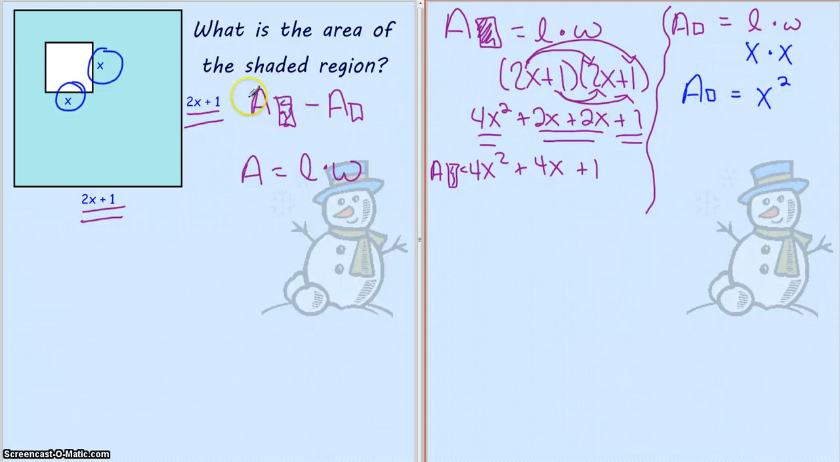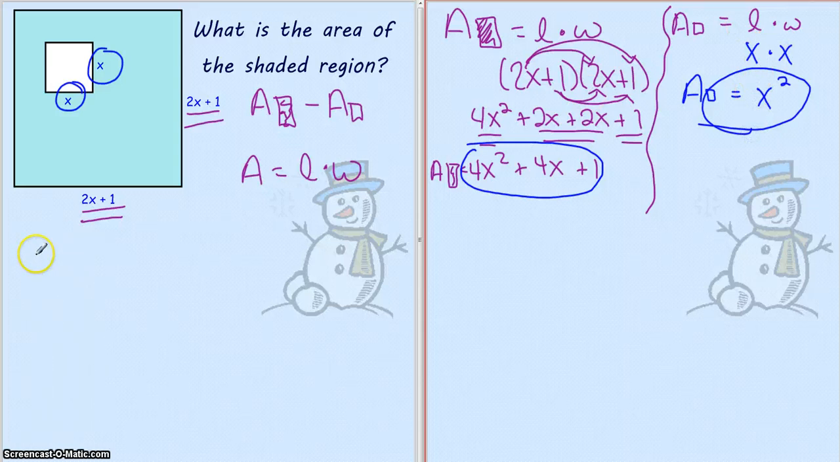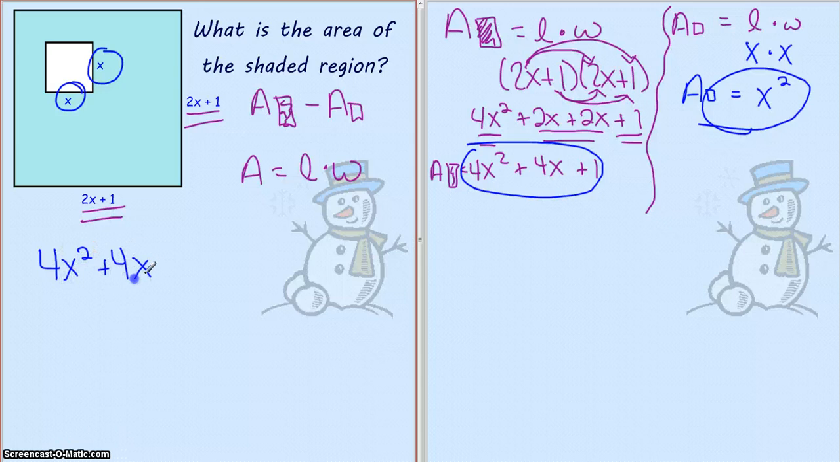Okay, so let's go back to this side that talks about how to find just the shaded part. The area of the big square minus the area of the little white square. So the area of the big square minus the area of the smaller square. Okay, so you'd set it up like this. 4x to the second plus 4x plus 1. That's the area of the big square minus the area of the smaller square, x squared. This is just your subtraction question.